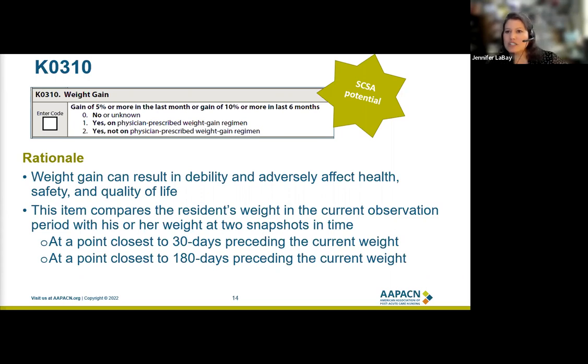So I see some more questions. Can we use a weight that is less than 30 days from the ARD, for example 20 days prior, or 45 days prior if it's 5% or 10%? So a 10% weight loss in the 45 days. Well, it's going to be a 5% weight loss in the approximate 30 days or a 10% weight loss in the approximate 180 days. Now, if the weight that is closest to 30 days is 45 days ago, you're going to look at the 5%. And then you'd have to go back to the 180 days and use whatever weight is closest to 180 days prior to that weight. 45 days would be closer to the 30 days than the 180 days. You start with the 5%.